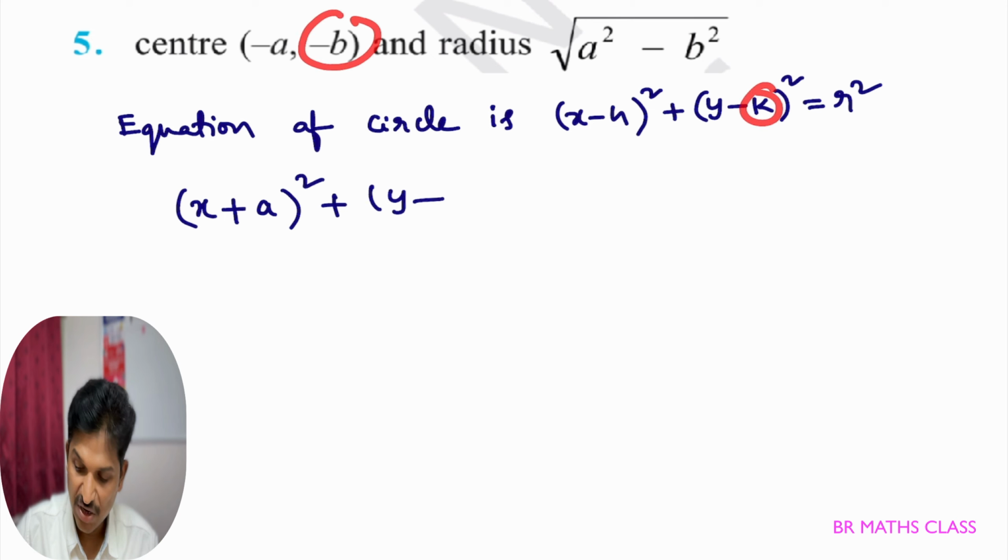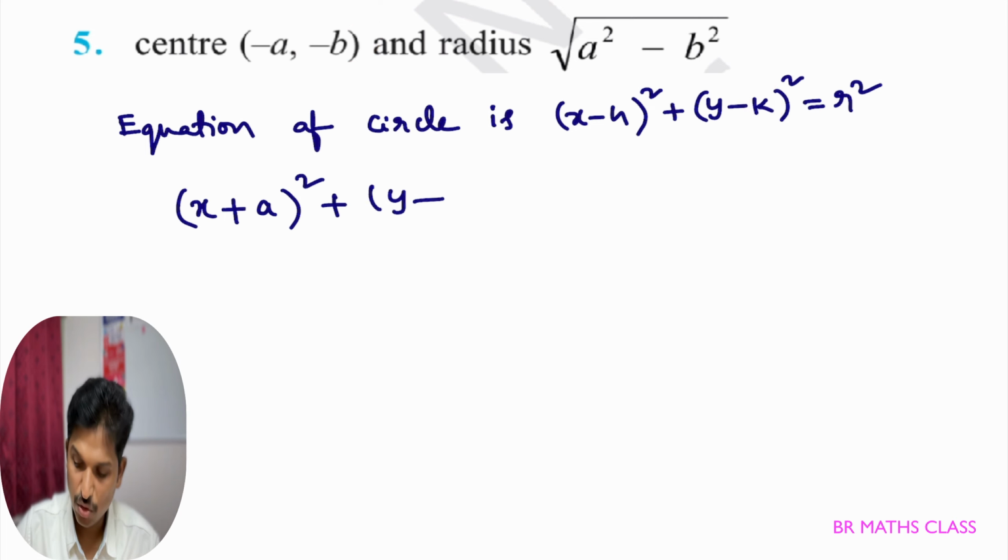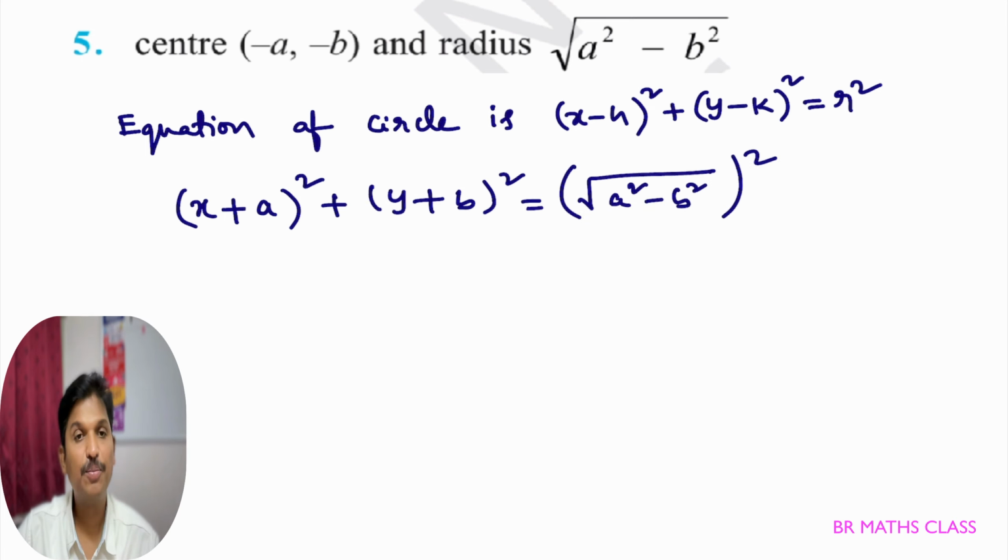K is what? K is minus b. Minus b, right? So what will this become? Minus of minus is plus now. (y plus b) whole square equal to r square. What is r? Root over (a square minus b square), whole square.